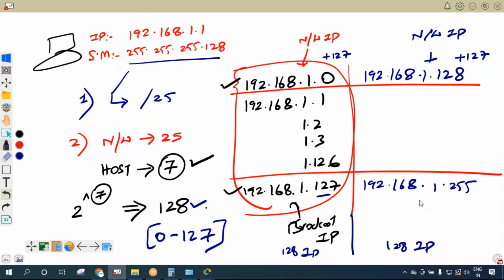Getting the point, my dear friends? So two subnets are created. If you go for /25, two subnets are created, and in each subnet there are 128 IP addresses. 128 plus 128 is 256 IP addresses. So one subnet will have 128, the other subnet will have 128, and usable IPs will be like 129, 130 up to 1.254. Getting the point, my dear friends?